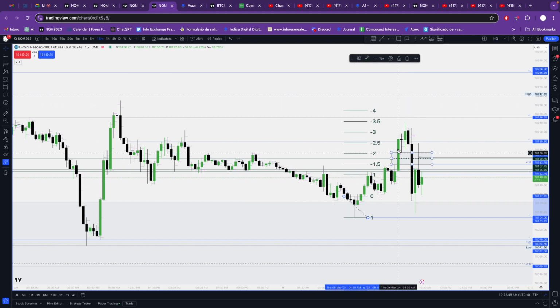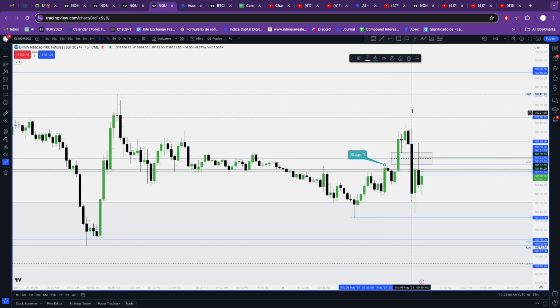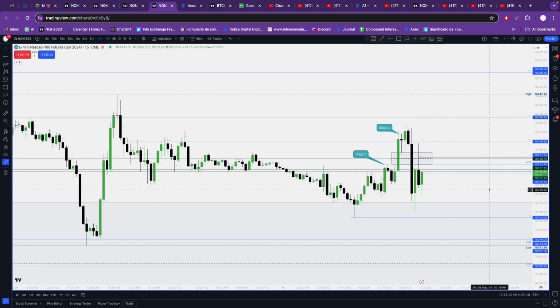What's the market maker buy model? This is the market maker buy model. So stage one, and this will be stage two. Stage one and stage two. Do you see something different?